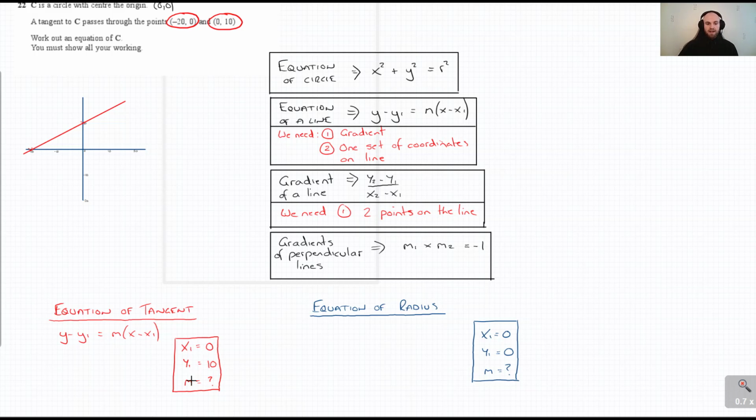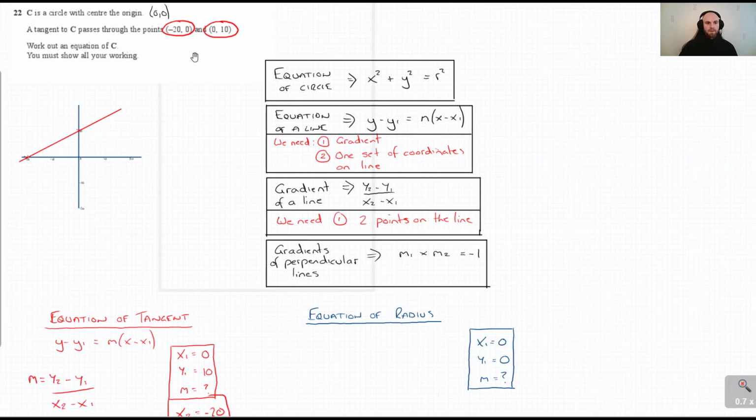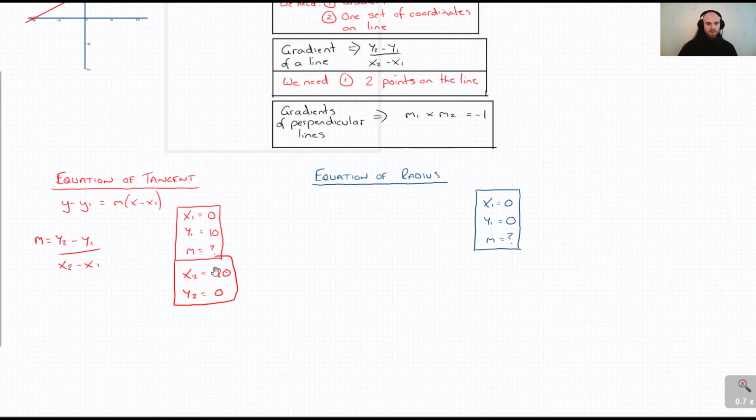So what we need to do is find the gradient. Well, if we want to find the gradient of a line, we need 2 points on the line. We need the difference in y divided by the difference in x. And again, fortunately from the question, we have 2 points on the line already. From the question, we are given 2 points on the tangent, which is great. We can use this to find the gradient. So I've just added these 2 points in here. We have x1, y1, which is 0, 10, and x2 is minus 20, y2 is 0.